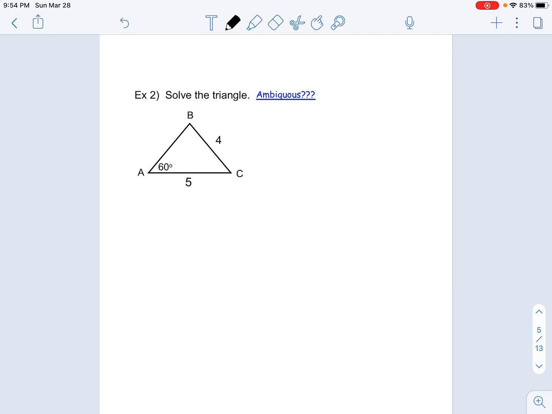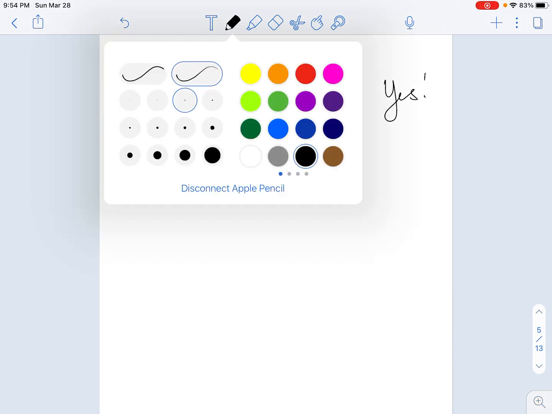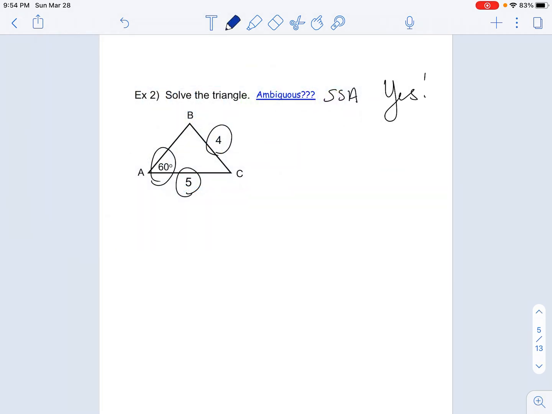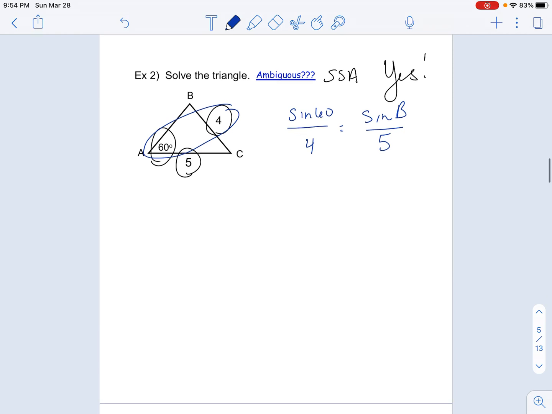All right, so let's take a look at this triangle. All right, so the first thing we have to ask ourselves is, is it ambiguous? Do we know side-side-angle? Okay, right now I have 2 sides and we have an angle, so yes, this is the ambiguous case. So right now, when I go to solve this, okay, I do have a full fraction here, right? I've got angle A and side A. So I could do sine of 60 over 4 equals sine of B over 5.